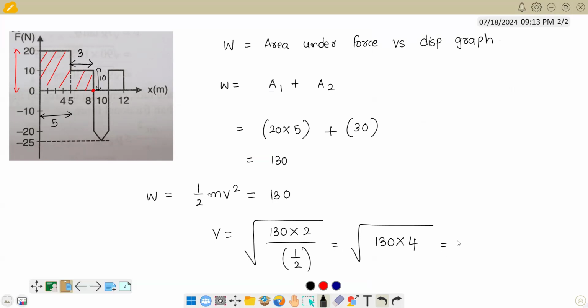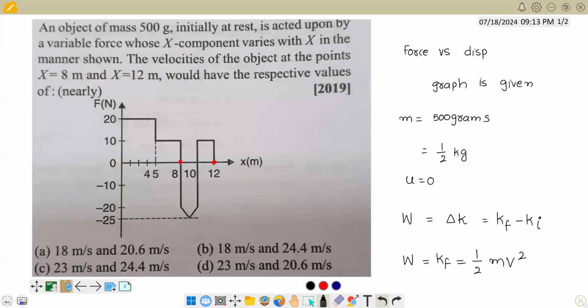Since we want root of 130 into 4, we know 11 elevens are 121. So 2 into 11 elevens are 121, so approximately 11 point something. So we can write this as 22 point something. So 22 point something means the first option would be 23 meter per second. But we have two options with 23 meter per second. Option C is 23 meter per second, and option D also is 23 meter per second.